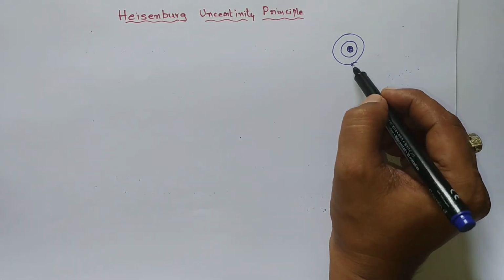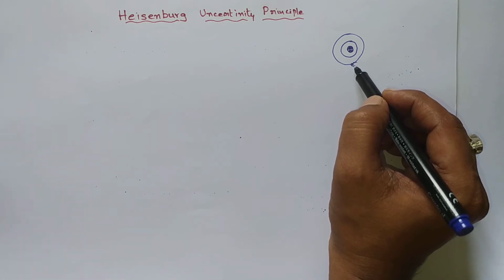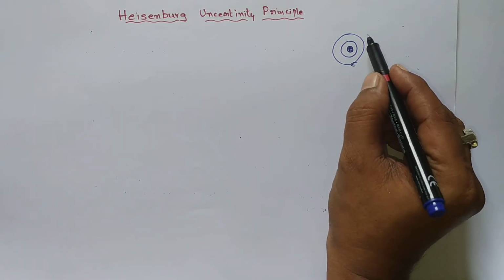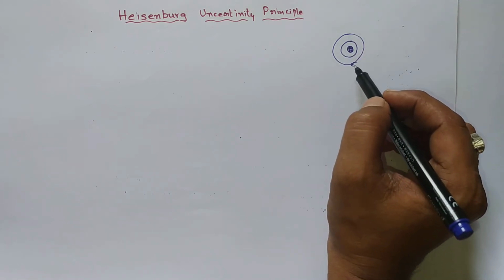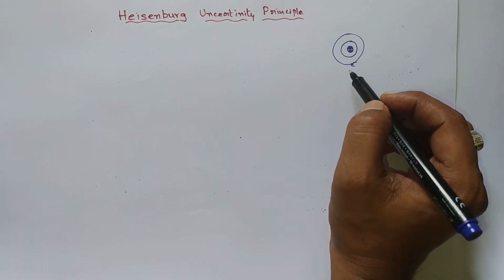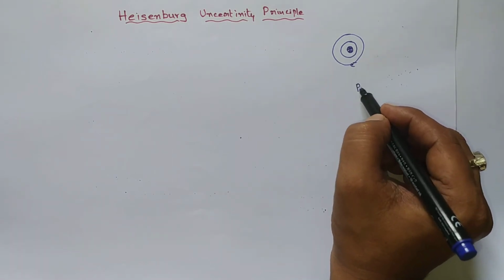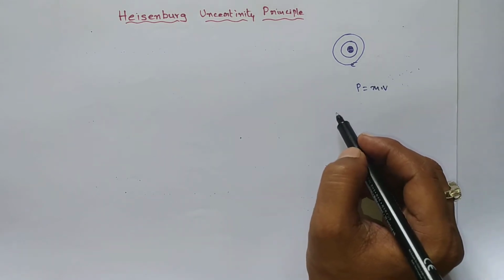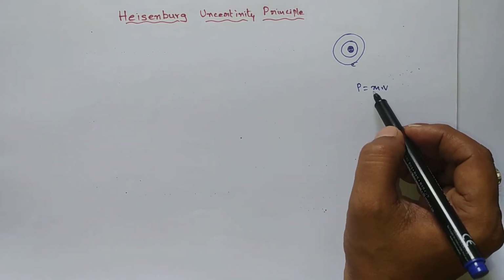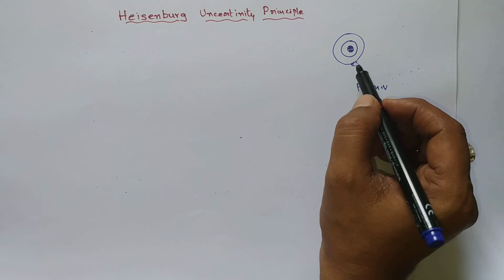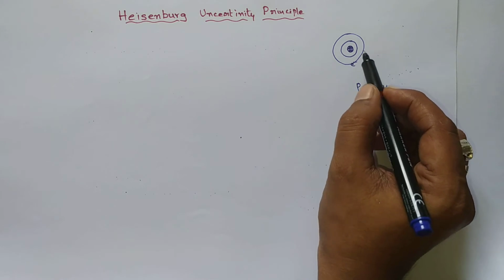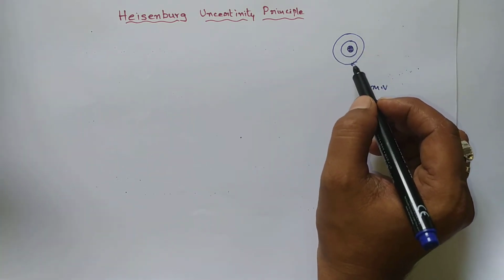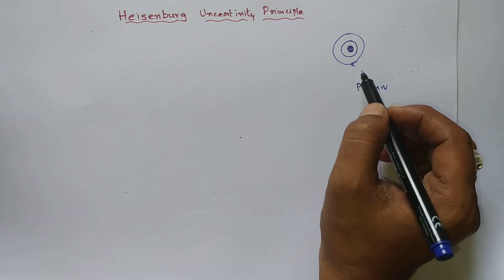Suppose we are supposed to determine the position of an electron, then we can't determine the momentum, because the electron is always revolving around the nucleus. We cannot determine the exact position since the electron is moving. Suppose we are supposed to determine the momentum. Momentum P is equal to mass into velocity. You know the mass of an electron is 9.1 into 10 power minus 31 kg. But we cannot find the velocity of an electron. If we determine the position of an electron, we cannot determine the velocity since it is moving. So we cannot determine both the exact position and momentum of an electron simultaneously.